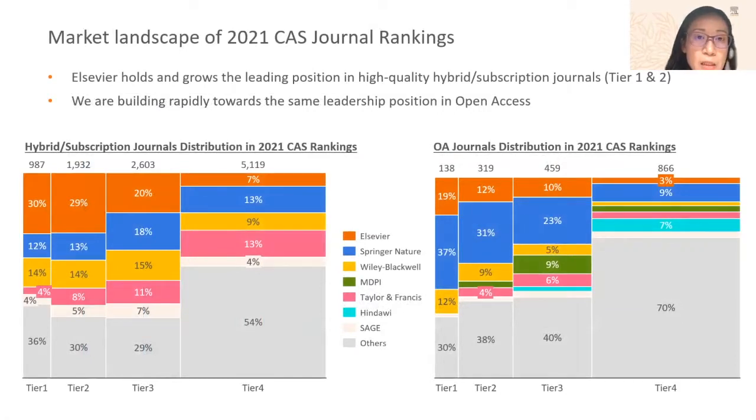We will revisit the slide here. We've mentioned that for the first 50% of the titles in any subject area, so the first 3 tiers, tier 1, tier 2, tier 3, Elsevier is taking the leadership position in all these tiers, especially in the first 2 tiers. Elsevier has a dominant position in hybrid and subscription journals. And we are quickly catching up in open access journals on the right-hand side of this table.